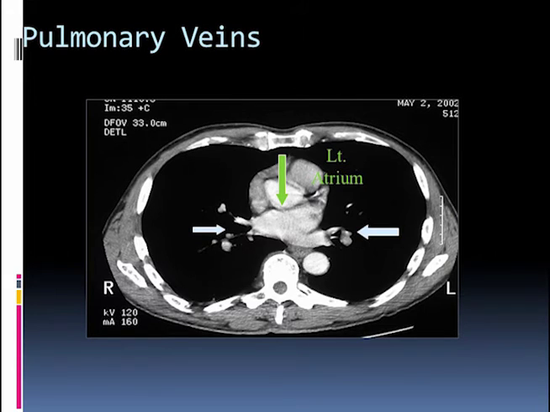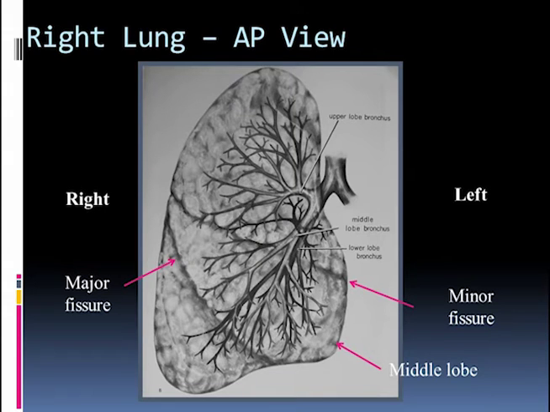On cross-sectional image, here we can see the left atrium, and we see the pulmonary veins, which are draining into the left atrium, which is behind the heart. It's one of the posterior chambers of the heart.